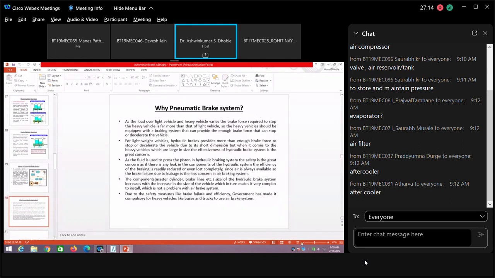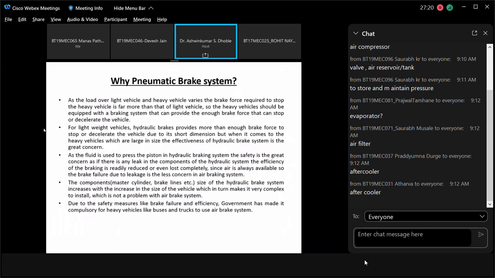This is the slide which will give you the idea. If you read this, it says why the pneumatic brake system. As the load on light and heavy vehicles varies, the brake force required to stop a heavy vehicle is far more than for a light vehicle. So heavy vehicles should be equipped with a braking system that can provide enough brake force to stop or decelerate the vehicle. This is the first point.